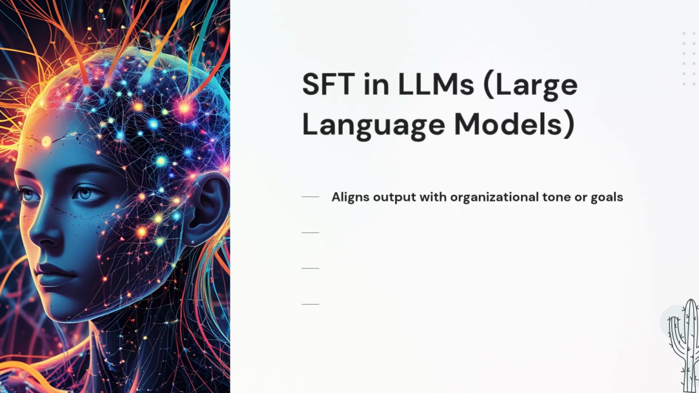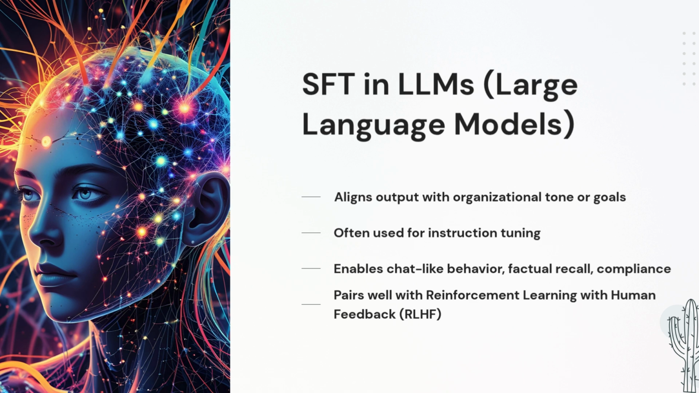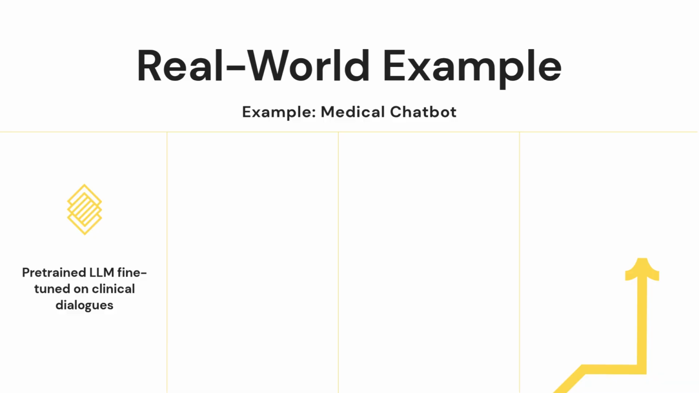Large language models like GPT, LLaMA, and Falcon benefit enormously from supervised fine-tuning. Once pre-trained, these models can be fine-tuned for instruction following, tone adaptation, or even industry compliance. A common example is training them to follow step-by-step instructions, what we call instruction tuning. This also plays a major role in alignment, especially when combined with RLHF, reinforcement learning with human feedback, to further improve usefulness and safety.